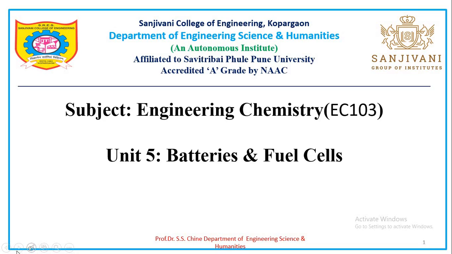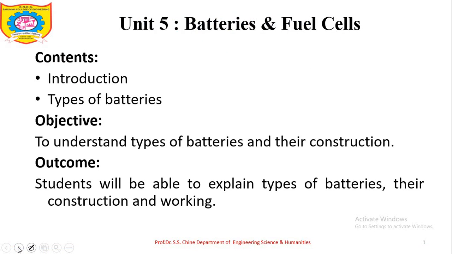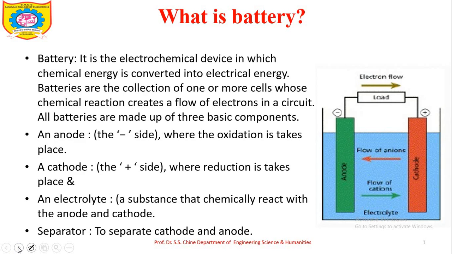In today's session, we are going to start our next unit, that is unit number 5, batteries and fuel cells. In this unit, there are different points. First, we are going to discuss the primary information of batteries, then how the working of batteries occurs, and then different types of batteries. So at the end of this session, you will be able to explain the types of batteries, their construction and working. So already in the previous class, you might have studied the battery.